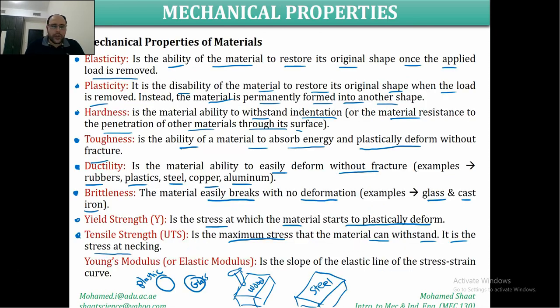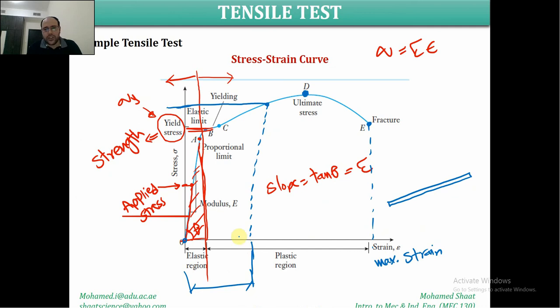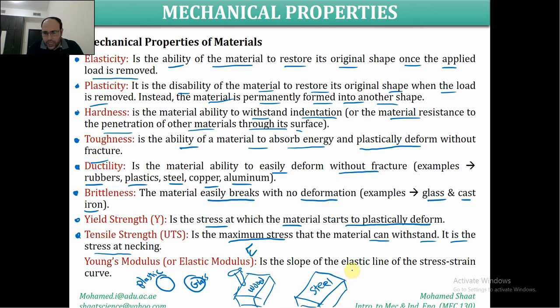Make sense? The Young's modulus or the elastic modulus, which is E, found in Hooke's law, we said that this E is the slope of the linear elastic stress-strain curve. So it is the slope of the elastic line in the stress-strain curve of the material. This gives the stiffness of this material. In addition to these, there are other mechanical properties that could distinguish one material from another, but these are the common mechanical properties that we basically use as mechanical design engineers.